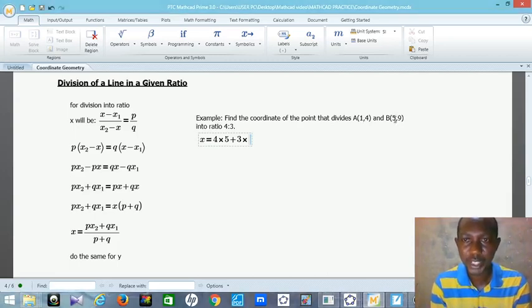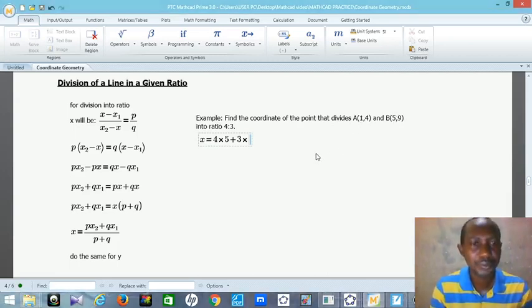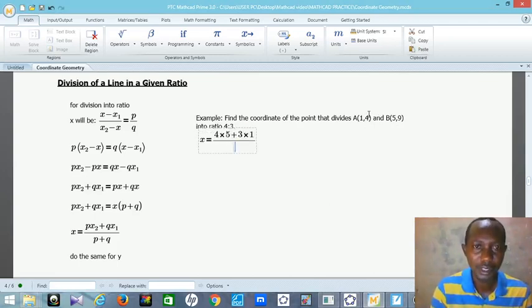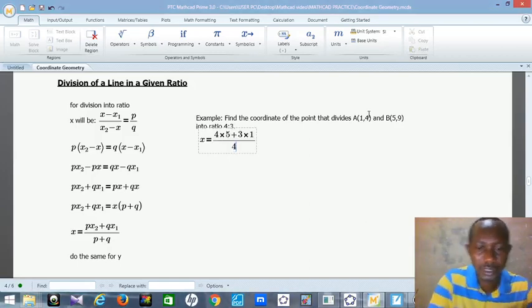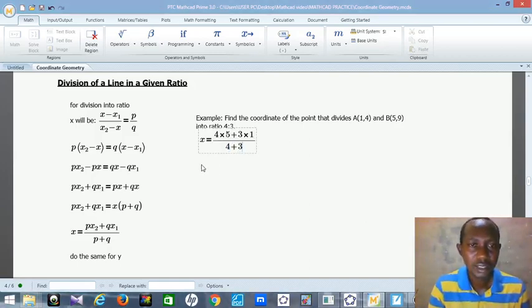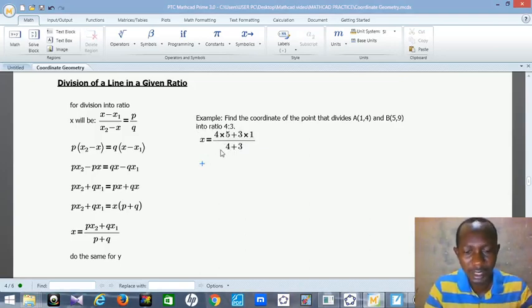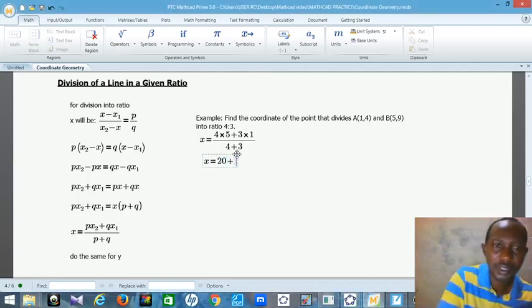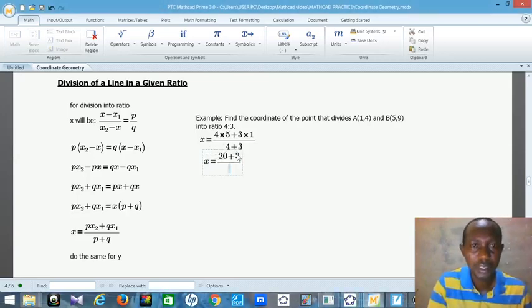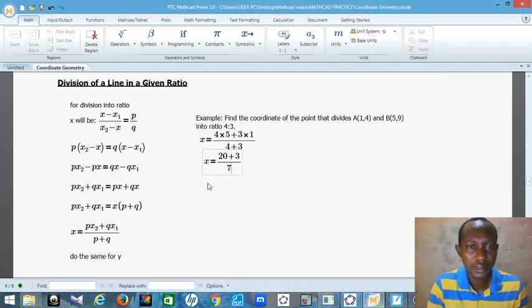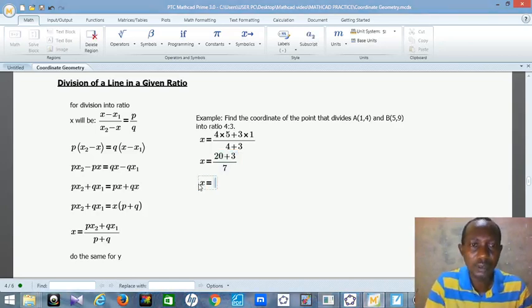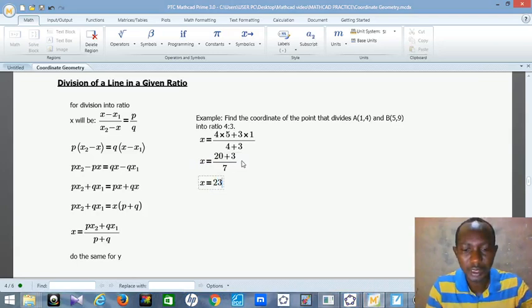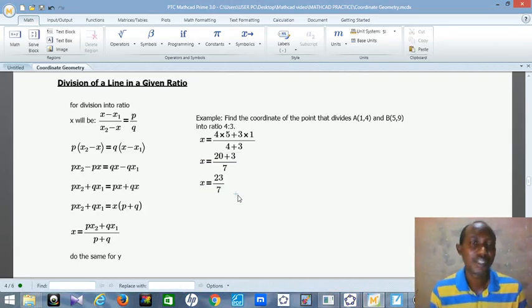That is all you need to know. p times x2 plus q times x1, and x1 in this question is 1. Then you divide your result by p plus q, which is 4 plus 3. Then you can simplify it. x equals 20, because 4 times 5 is 20, plus 3, divided by 7. Then your final result will be x equals 23 over 7. That is the result for x.